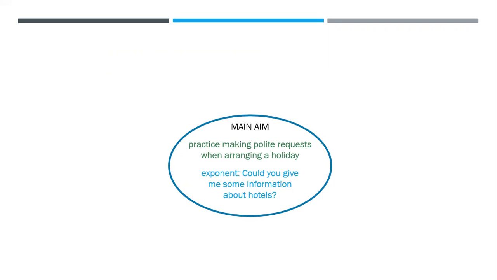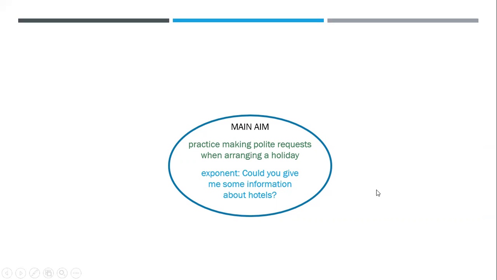So if your main aim is to practice making polite requests when arranging a holiday, it means that your exponent, or the language that you expect from your students, will be, for example, "Could you give me some information about hotels?" It is very important to fix the exponent of your main aim because it makes your main aim concrete. If you just think of the main aim and do not think about the exponent, that would make it a little bit vague, which could cause some trouble for you when delivering the lesson.